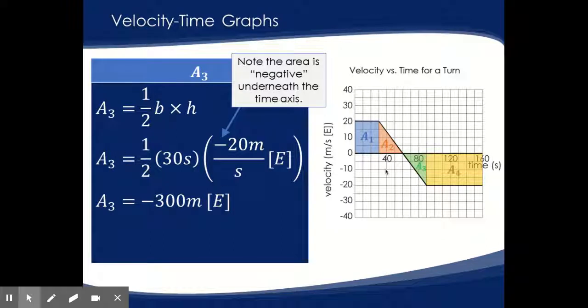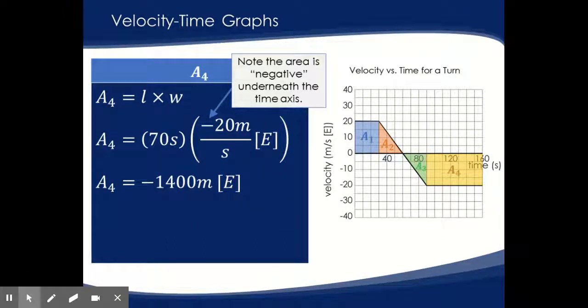And then we hit A3, area 3. This is beneath the x-axis, so you do need to make sure that you're showing that with the height measurement. Again, it's a triangle. So we have 1/2 times the base, which is 30 seconds because it's going from 60 to 90, times the height, which now is -20 because we are 20 down. So it's going to give us an area of -300 meters east.